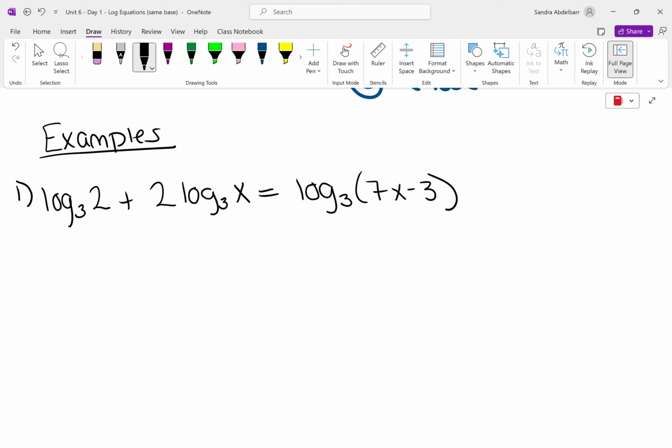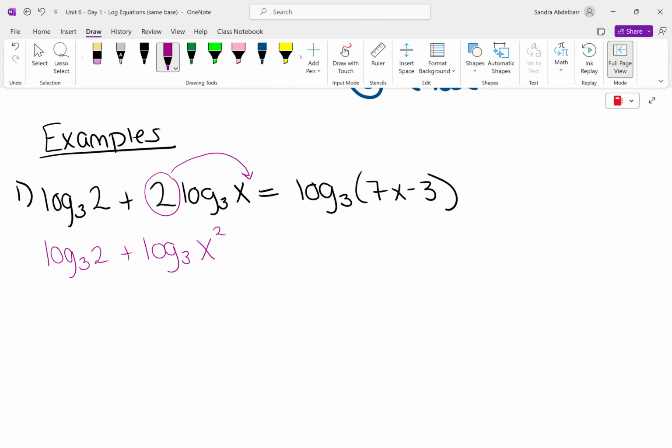When it's log equals another log, what we want to do is condense down to one log on the left and one log on the right. The log on the right is already set for us, right? Log base 3 of 7x minus 3, we're good. We have our log, our base, and our argument. On the left side, we need to condense this down to one log. So the first thing I'm going to do is take this 2, put it back as an exponent. So this is log base 3 of 2 plus log base 3 of x squared.